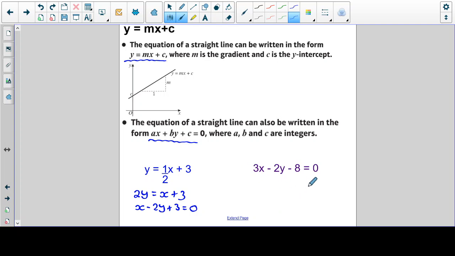Similarly, we could rearrange one from this form into the y equals mx plus c form if we're looking for the gradient. So we would add 2y and divide by 2. So that we've then found the gradient and the y-intercept for this line.